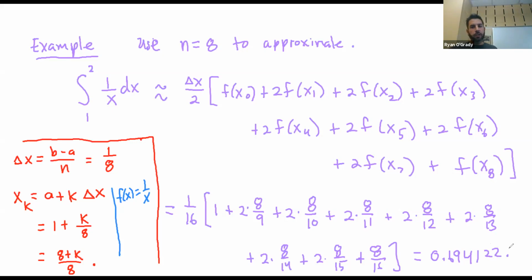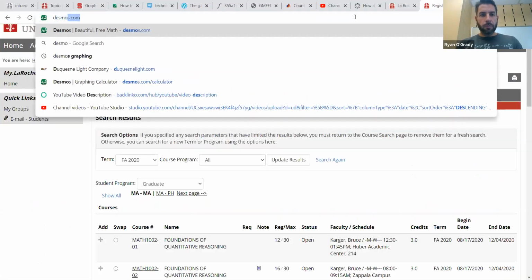So how much of this you do by hand versus how much you do using a calculator or computer is up to you. I typically wouldn't do this much by hand. I would probably go to Desmos and do something. So let me explain to you what I would do. I'm going to share, and then let's go to the internet. Let's say I go to Desmos.